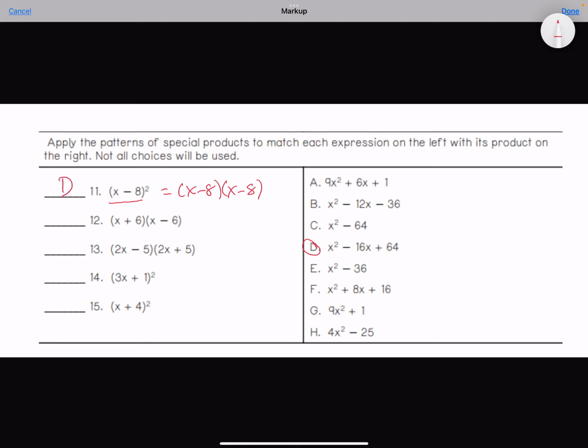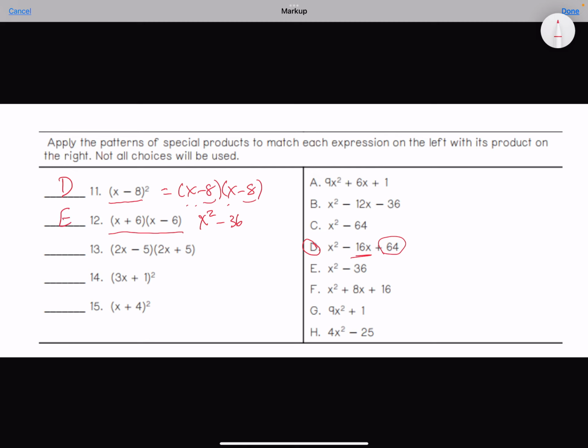Because it's identical twins, I'm squaring the first term. Negative 8 times negative 8 is 64. Negative 8 times x is negative 8x, and I multiply that by 2 to get negative 16x. For number 12, this is a difference of two squares because I have x plus 6, same numbers, x minus 6, so they're twins, but they're fraternal because one is addition and one is subtraction. So this is a difference of two squares. I square the first term, square the second term, so that is E.